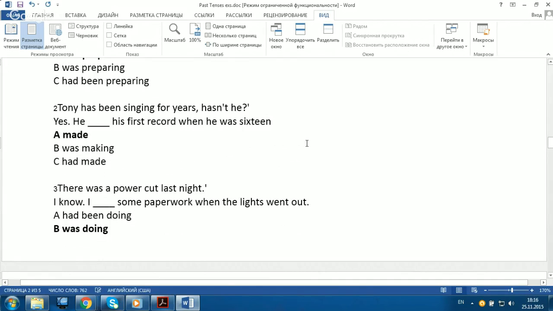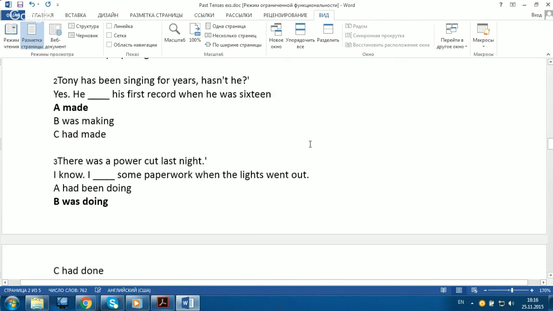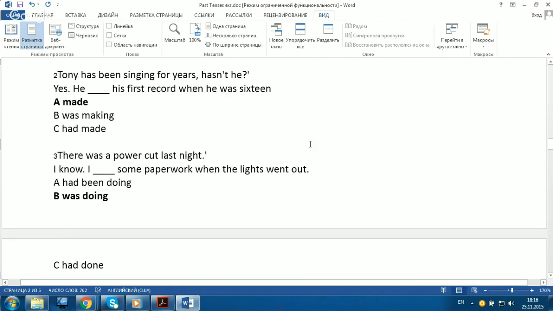That's the main idea. The next one, Tony has been singing for years, hasn't he? He made his first record when he was 16. So this is just a fact. We say when it happened and it's finished. It has no connection with present. The action just finished when he was 16.